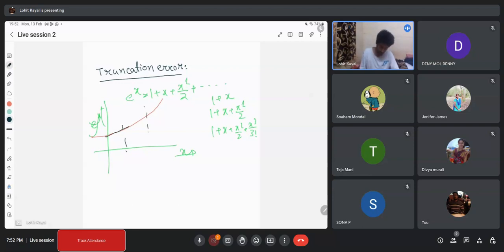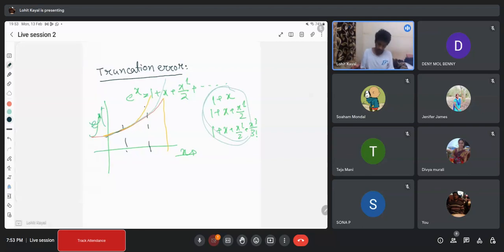Then after some distance, 1 plus x plus x square agrees very well. Then maybe it diverges like this. Then again up to some point, 1 plus x plus x cube agrees very well. Then again it diverges. As the value of x increases, none of the approximations work.